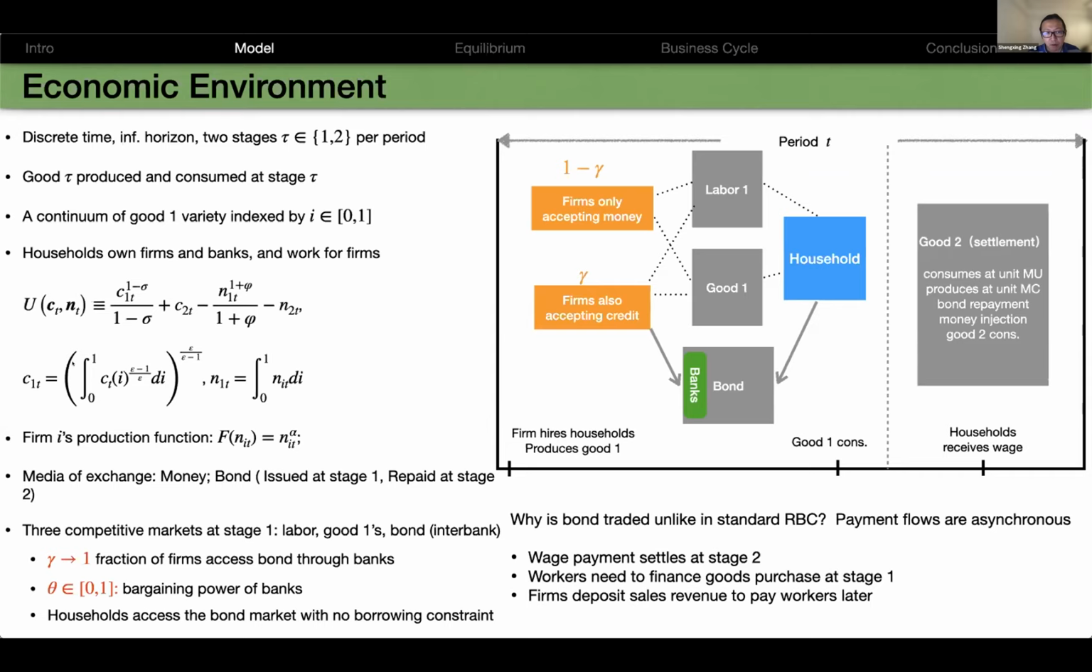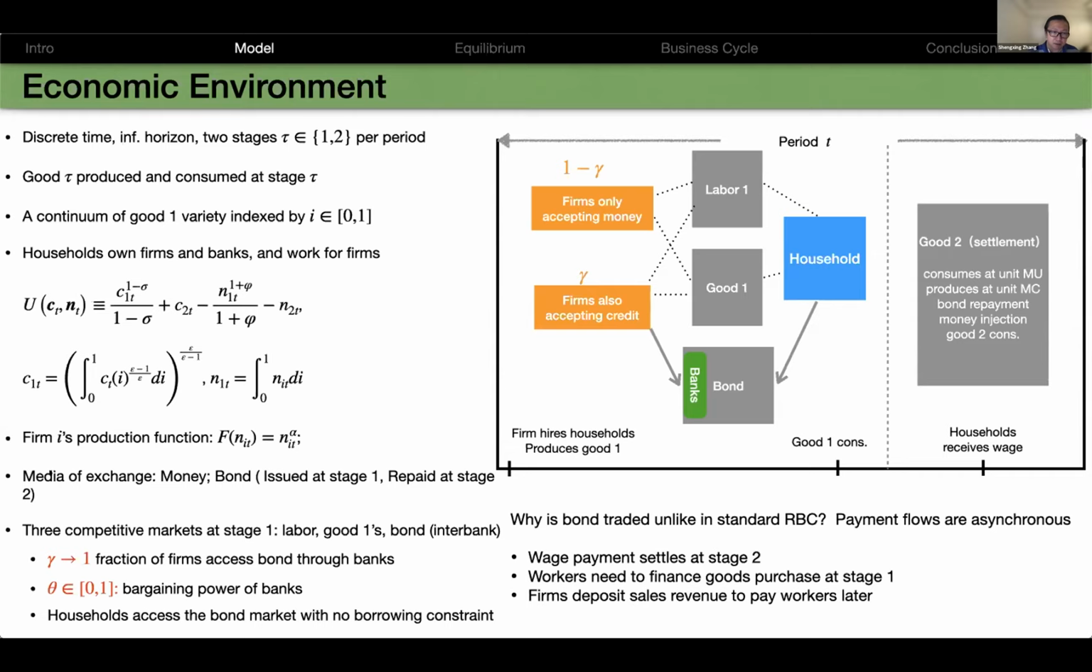Okay, so these type one consumption goods are a composite of a variety of consumption goods produced at date one. The elasticity of substitution between those consumption goods is epsilon. Then the production of those consumption goods follows a standard Cobb-Douglas production function where the labor share parameter is alpha. So far it's standard.